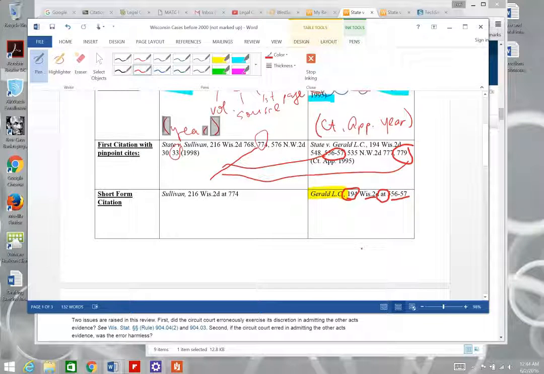And that's really all there is to it. It's pretty easy to do short form citations. And as you'll see, after the year 2000, you have paragraph numbers, but you don't have them in the before-2000 cases. And that's about it. So we are going to conclude this tutorial.